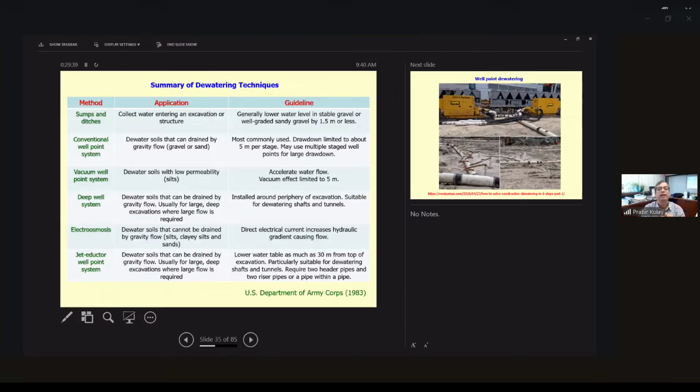Summary of dewatering techniques: the initial methods are sumps, pumps and ditches. Then the conventional well points, the vacuum well point, deep well point, electroosmosis and the jet ejector well point system. These are the different systems, depending on how much capacity you want for the water table reduction. So this is a summary of that and what type of soil each is applicable to.